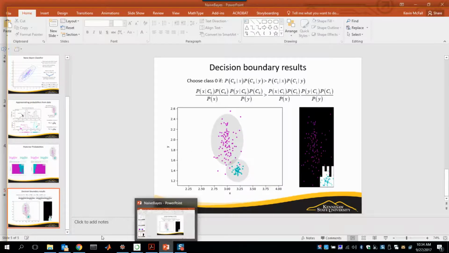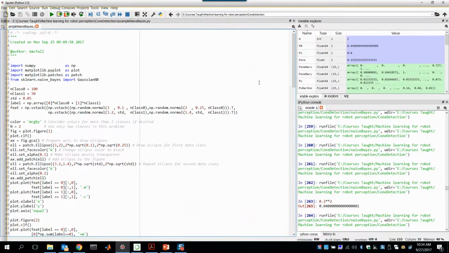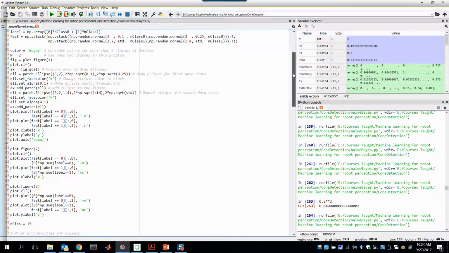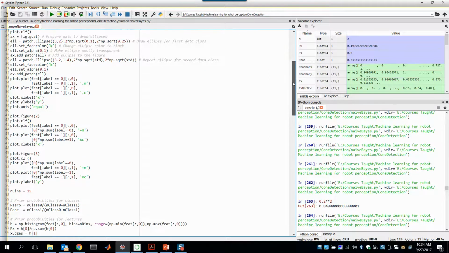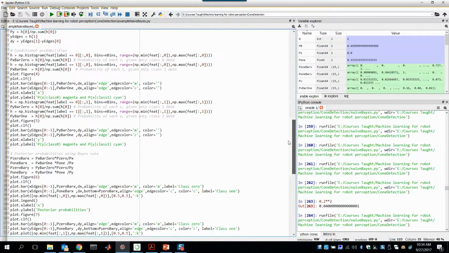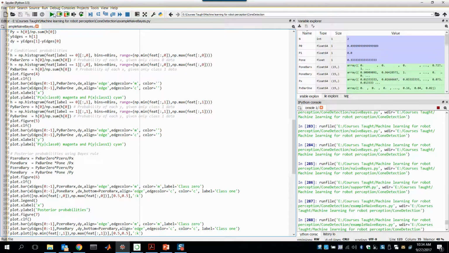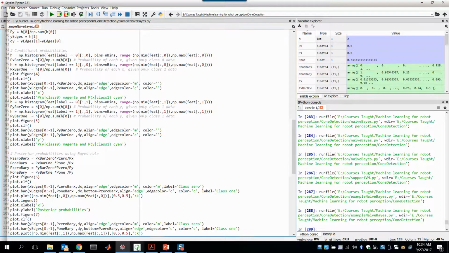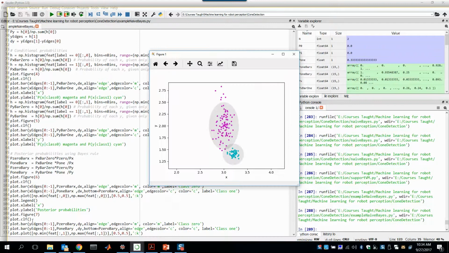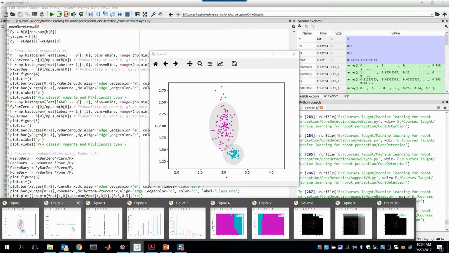Okay? Now, we look down at the code, and I don't want to go through all the bits and pieces, but basically, it does all those things that I've shown in those slides. And it makes a whole bunch of figures here. There's the original data.